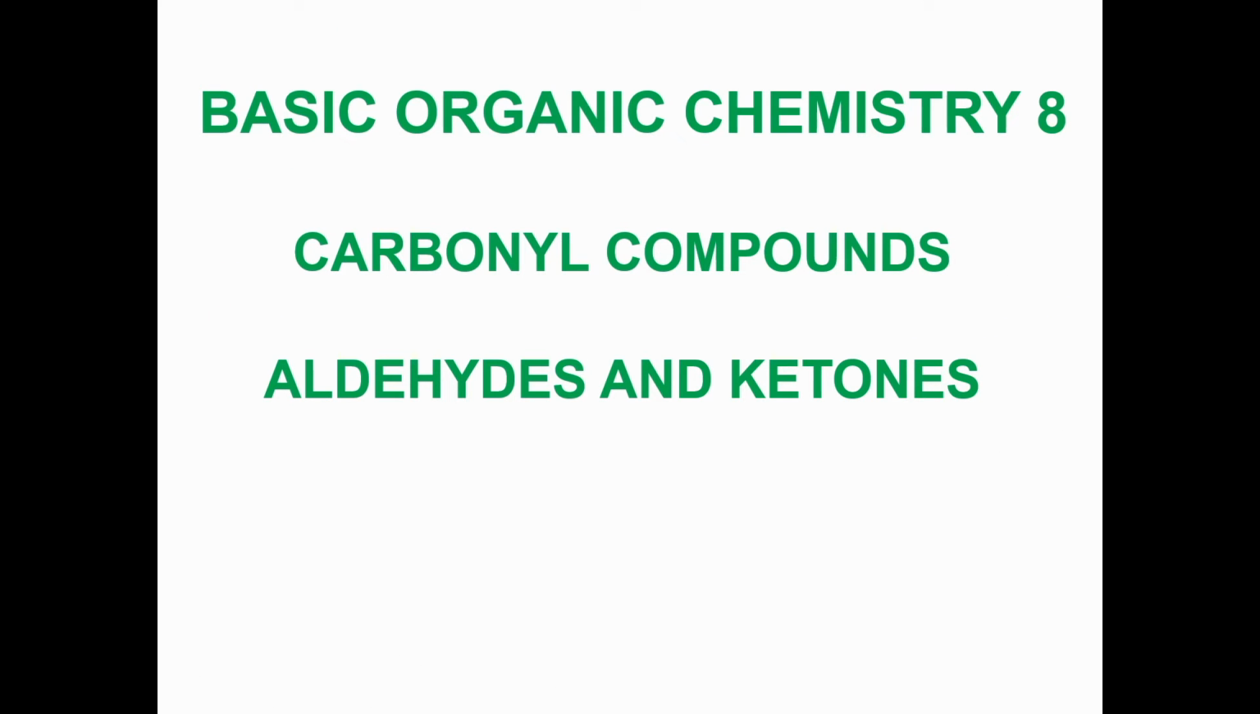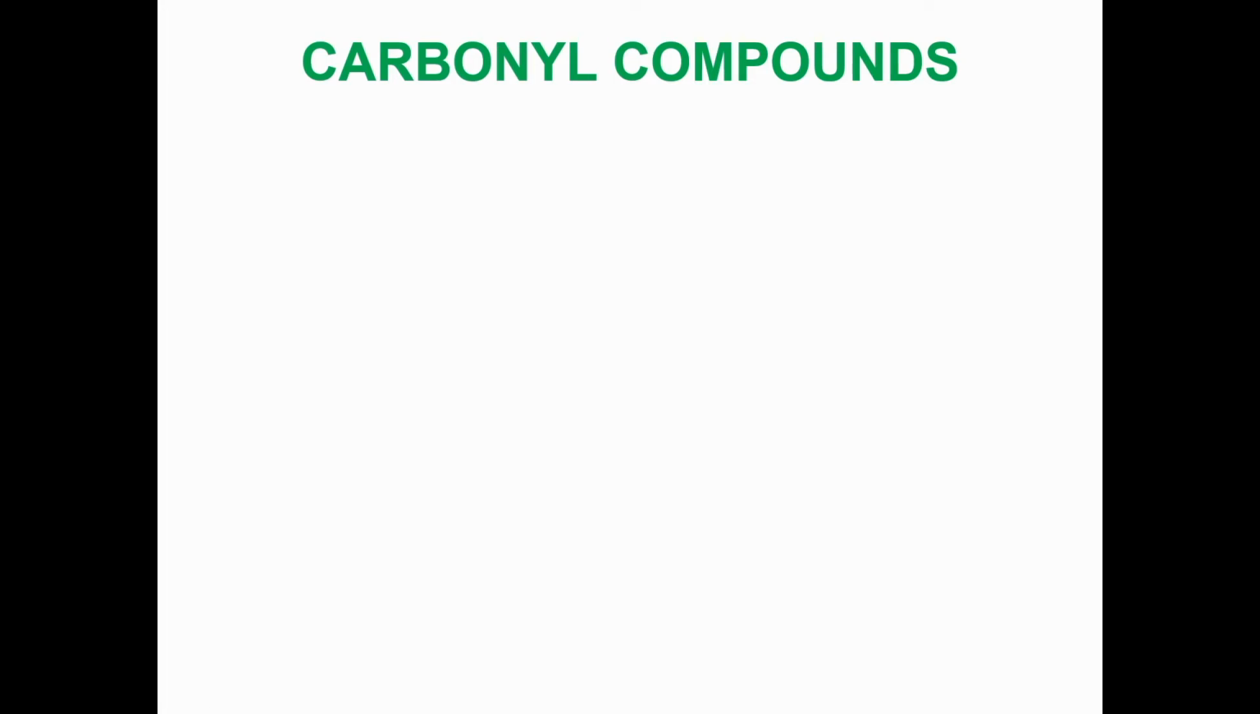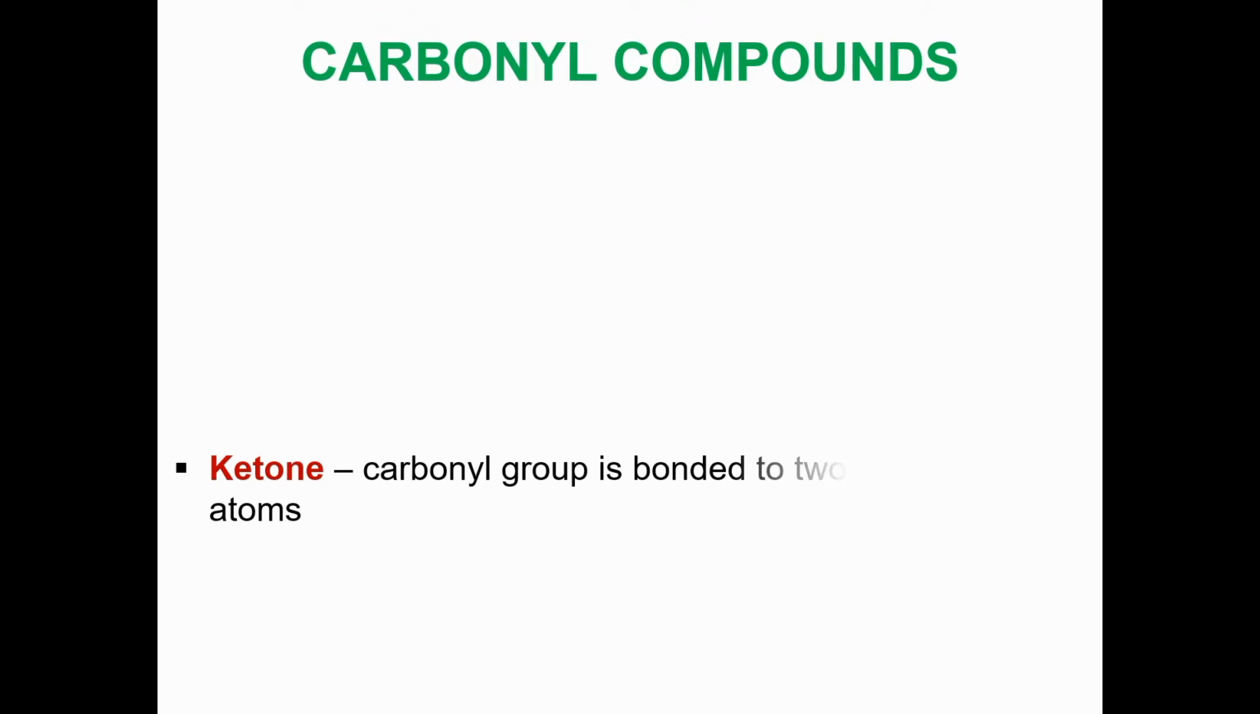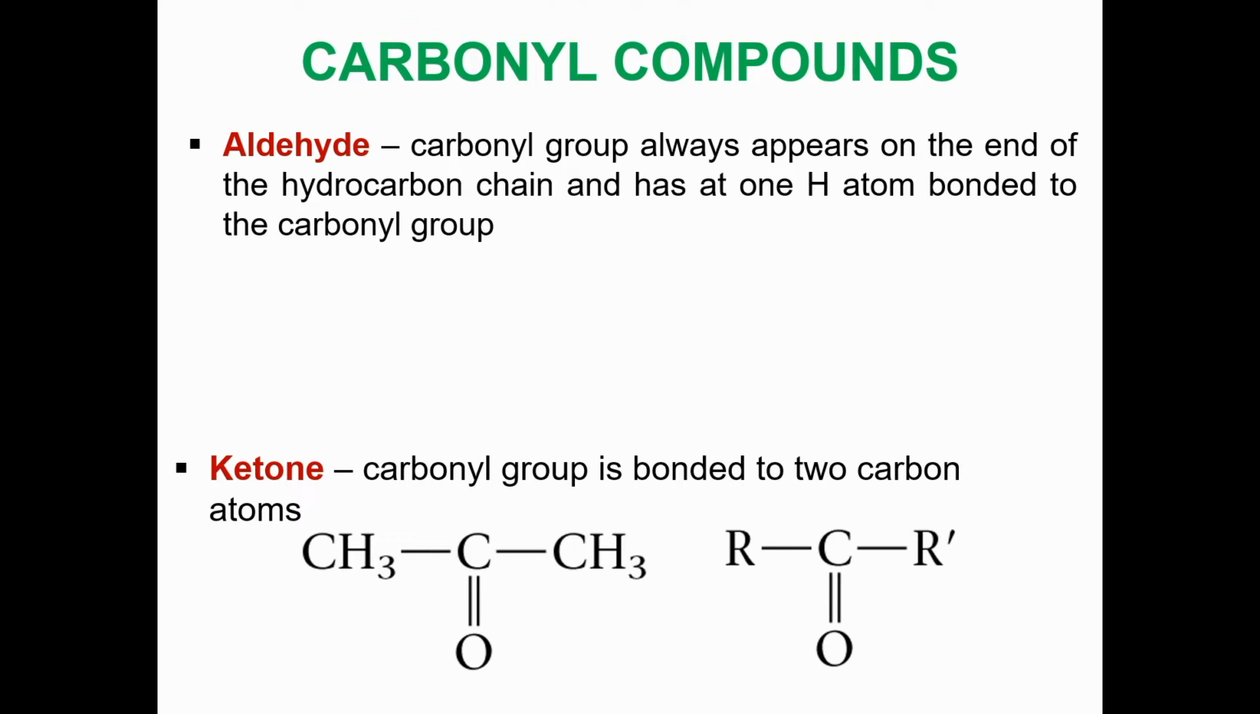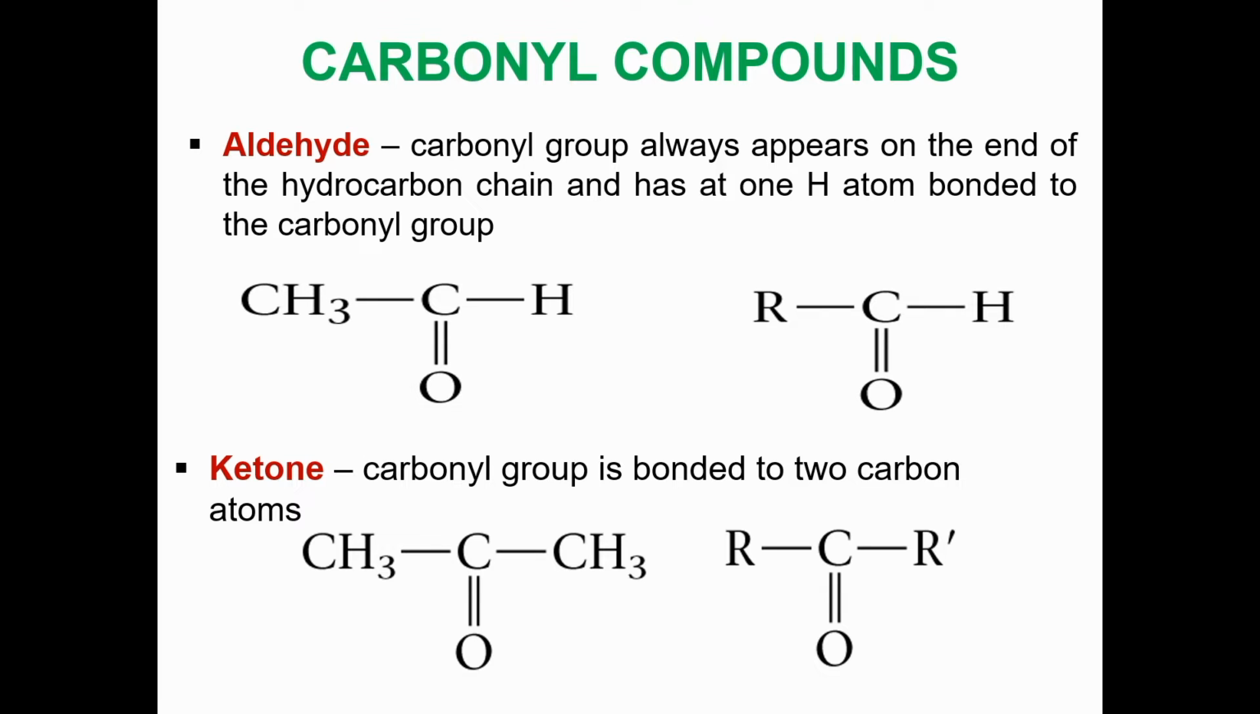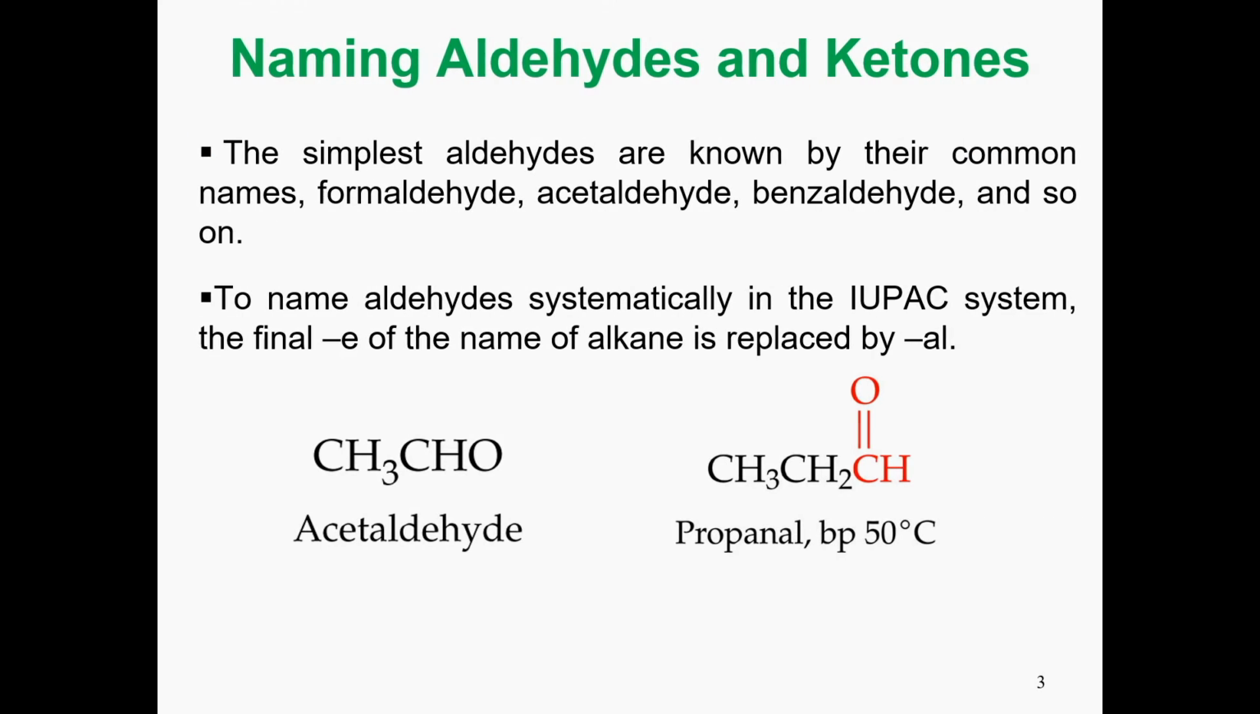In today's basic organic chemistry class, we are looking at carbonyl compounds, which are aldehydes and ketones. These carbonyl compounds can be distinguished in that in aldehyde, the carbonyl is terminal, connecting with hydrogen, while in ketone, the carbonyl is internal, connecting with alkyl. The simplest aldehydes are called by their common names, such as formaldehyde, acetaldehyde, benzaldehyde, and the like.